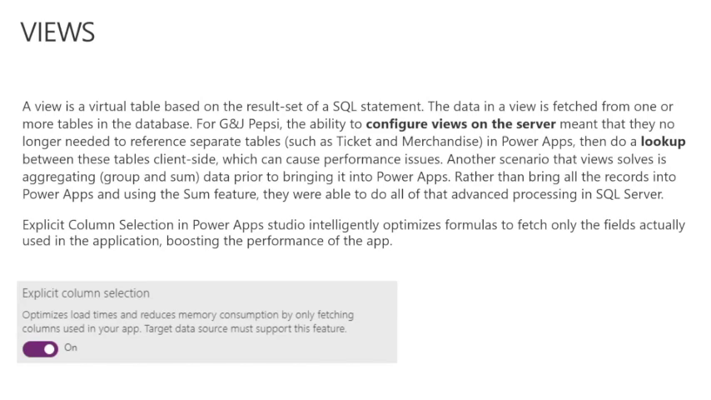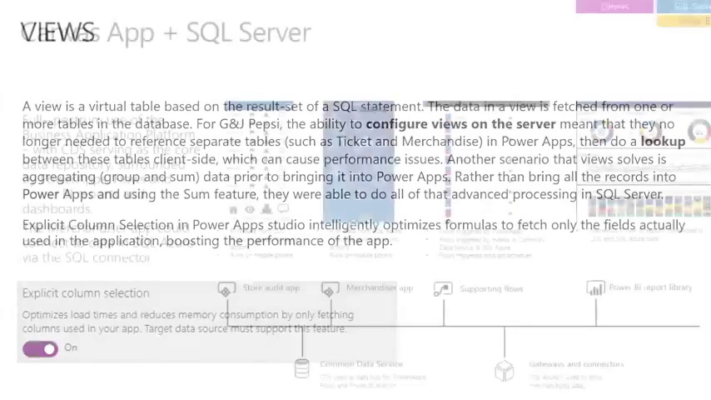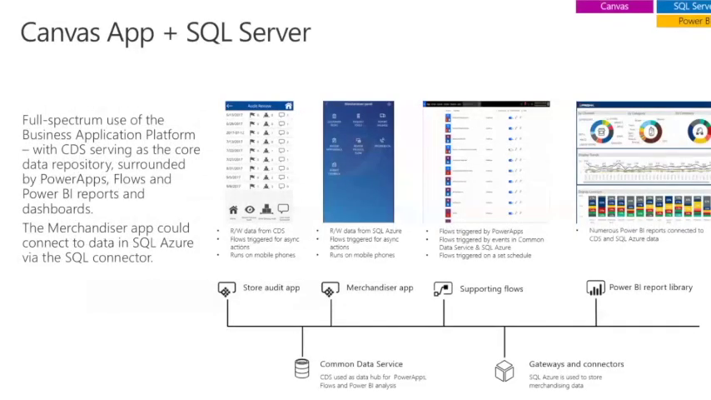In the case of J&J Pepsi, they didn't have the same security requirements that are available in CDS, and plus they were already tied to that backend because back then their data used to be in SQL.